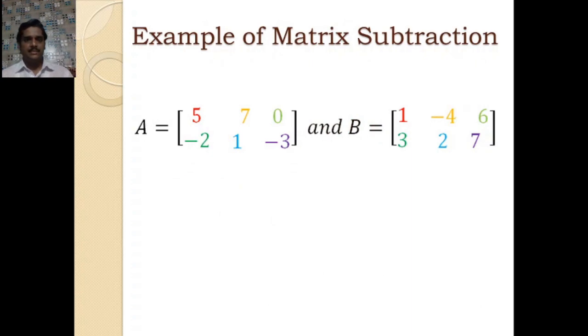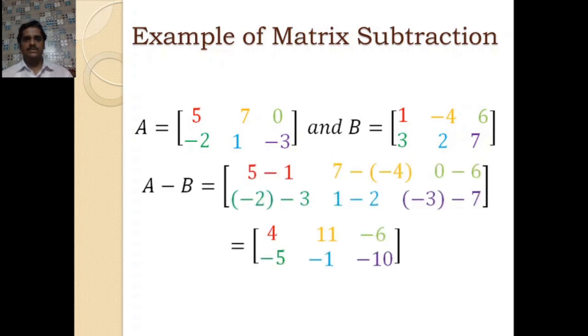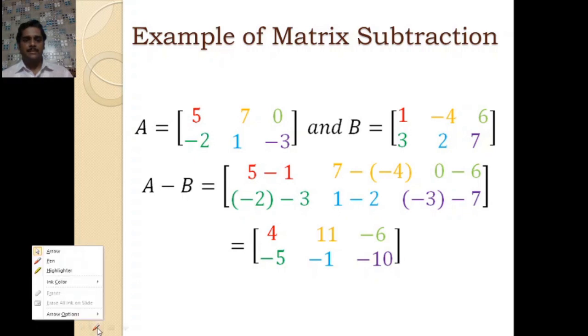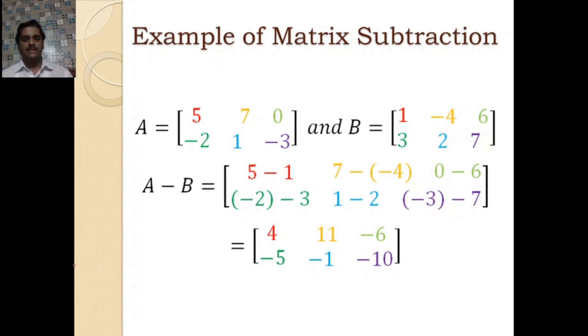So here is an example. I have two matrices A and B. I'll suggest you pause the video and get A minus B. So here is the answer. I hope you all must have got the right answer. What you need to do here is component wise subtraction. The way you used to add, the same way you have to subtract.